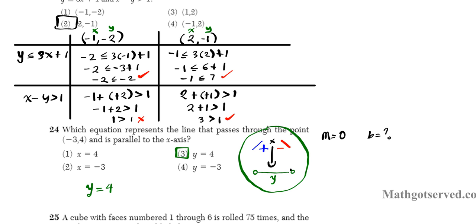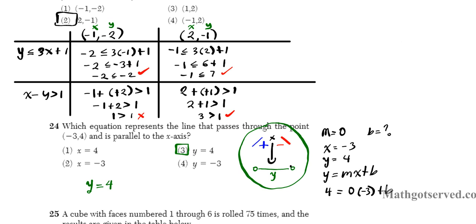We do not know. So what we'll do is we're going to use m equals 0, and x equals negative 3, and y equals 4. We're going to plug this into our y equals mx plus b equation to find b, and then use b and m to write down our equation. Okay, so we have y equals mx plus b. We need to find b, so y is 4, m is 0, x is negative 3, plus b.